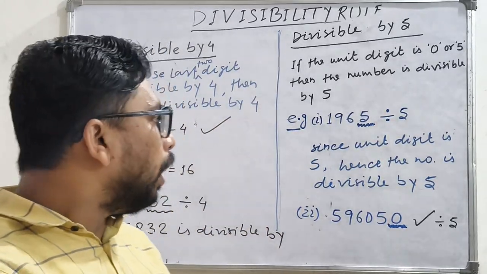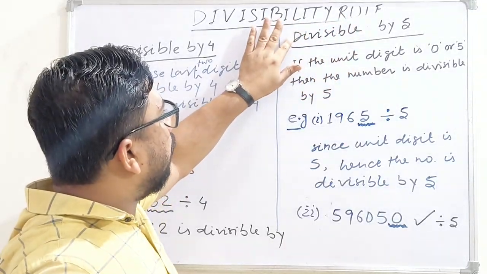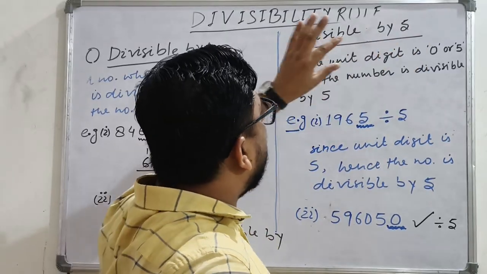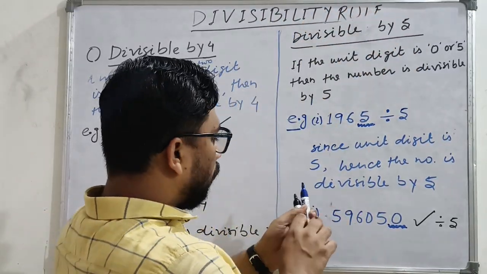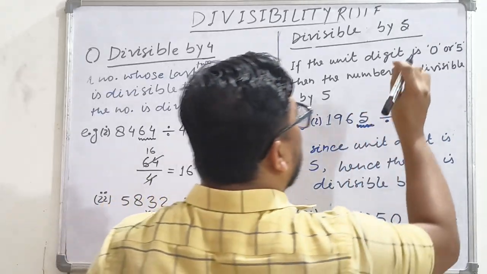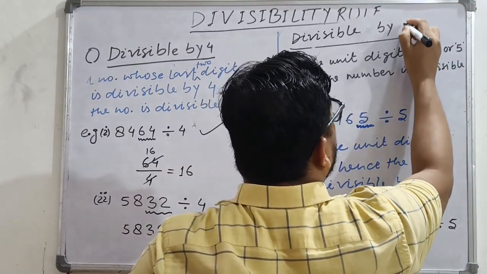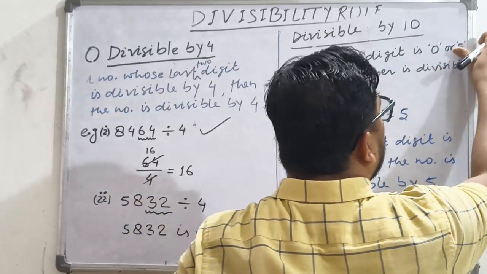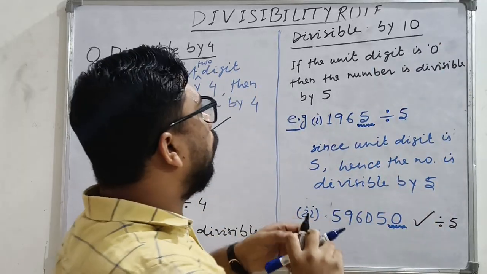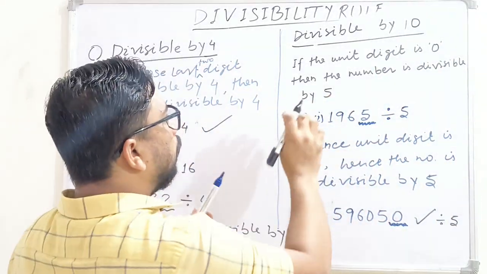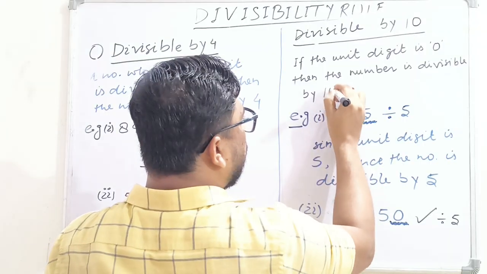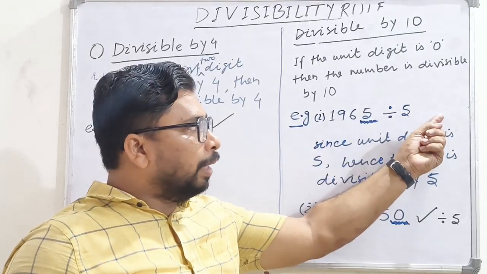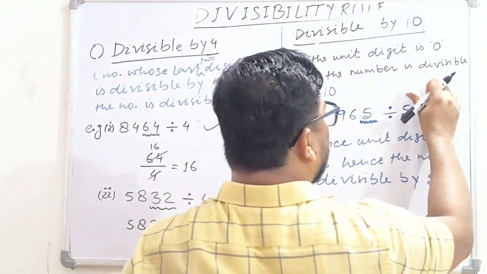Similarly, in case of 10, the divisibility rule for divisible by 10: if the unit digit is 0, then the number is divisible by 10. So is 1965 divisible by 10? No. You are saying no.